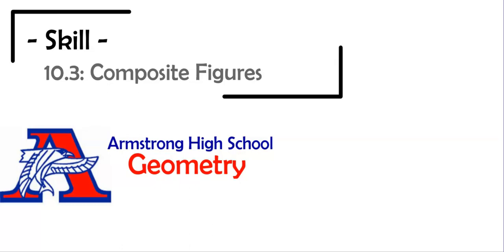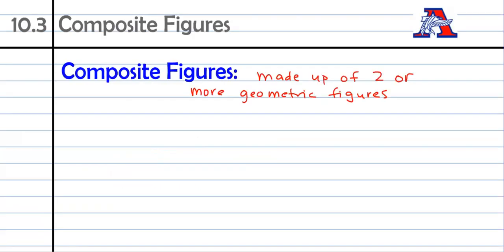Hello, this is skill 10.3, and in this lesson, we're going to be looking at composite figures. And we'll start with a definition. What is a composite figure? It's pretty simple. It's just a figure that's made up of two or more geometric figures.